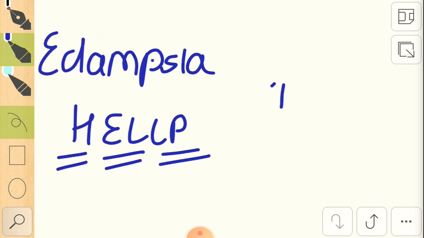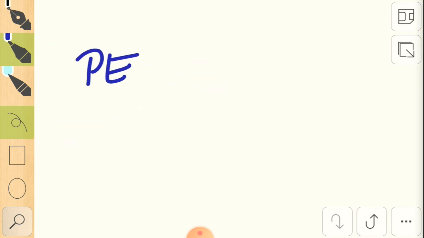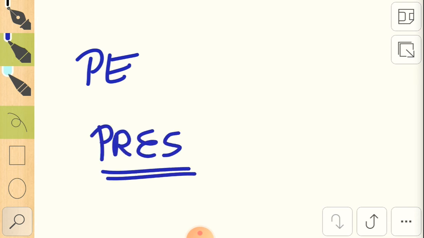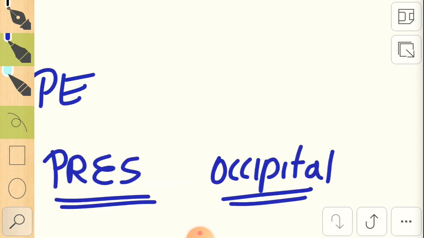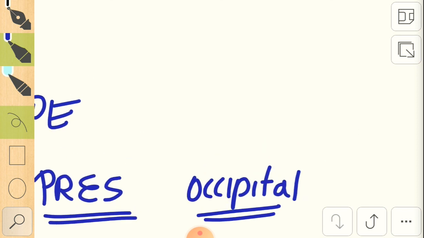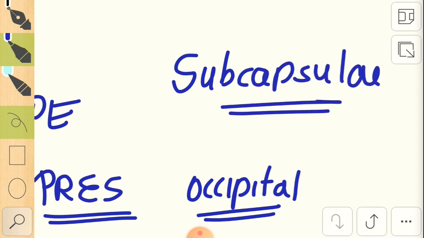Or the patient can go into pulmonary edema because of oozing out of fluid into the lungs because of the decreased oncotic pressure. And one more is PRES, posterior reversible encephalopathy syndrome, which affects the occipital lobe of the brain. So the patient will complain of blurring of vision, sometimes even loss of vision. And one more is subcapsular hematoma. A subcapsular liver hematoma usually presents with severe epigastric pain.